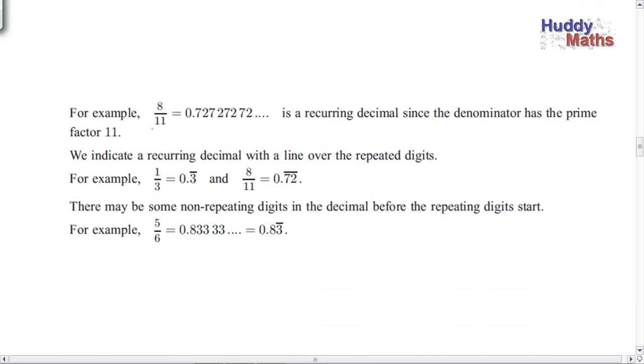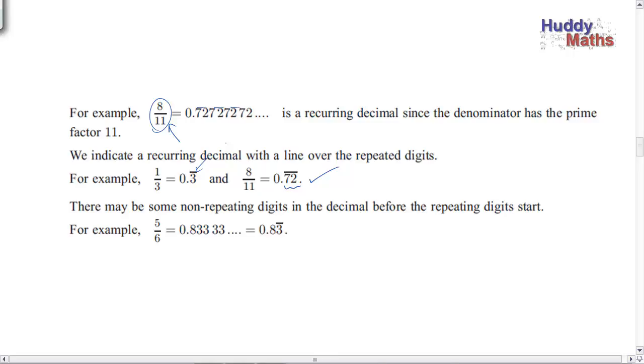For example, 8 over 11, that's got a prime factor of 11. And here we are, it repeats itself. 7, 2, 7, 2, 7, 2. And we would write it like that. We use a bar over the 2 digits to indicate that pair recurs. And we could put a bar or a dot over the 3 to indicate that in a third.